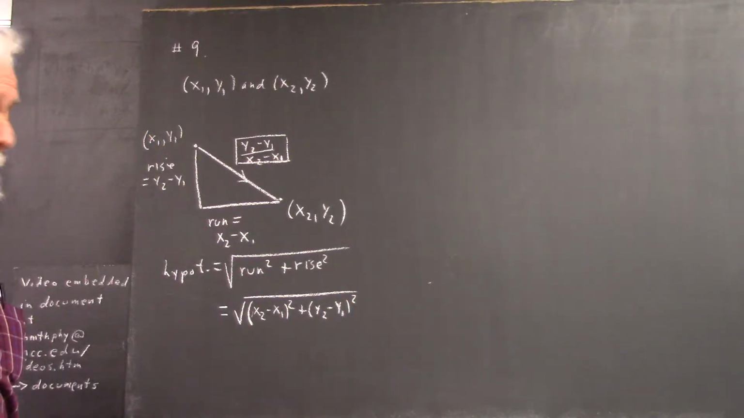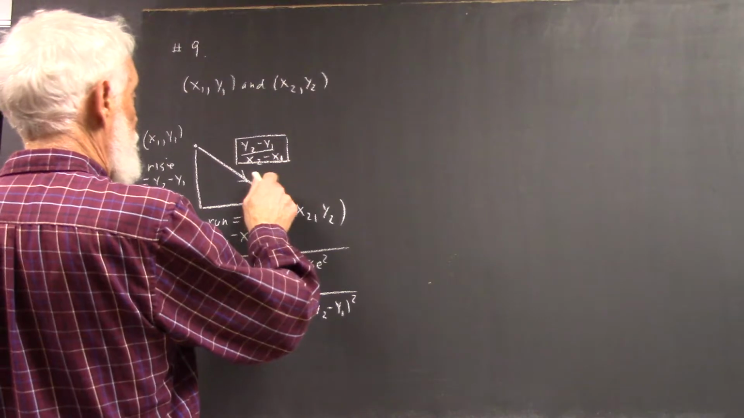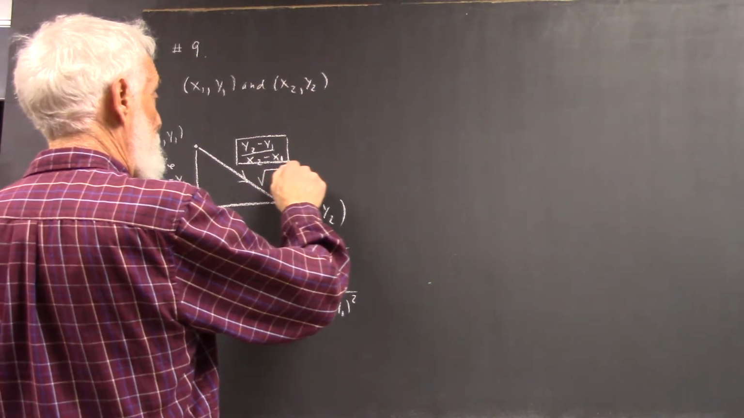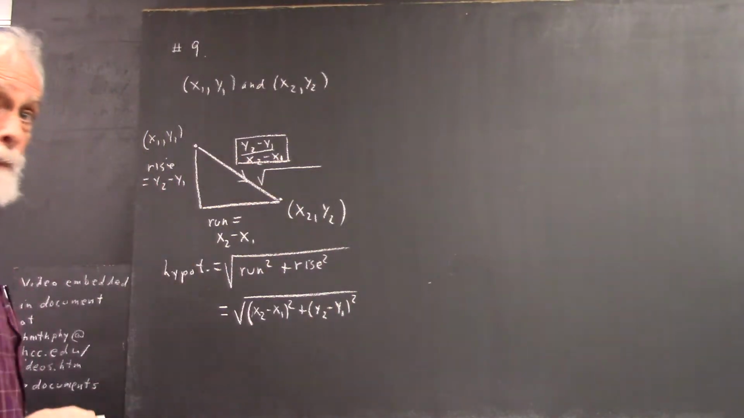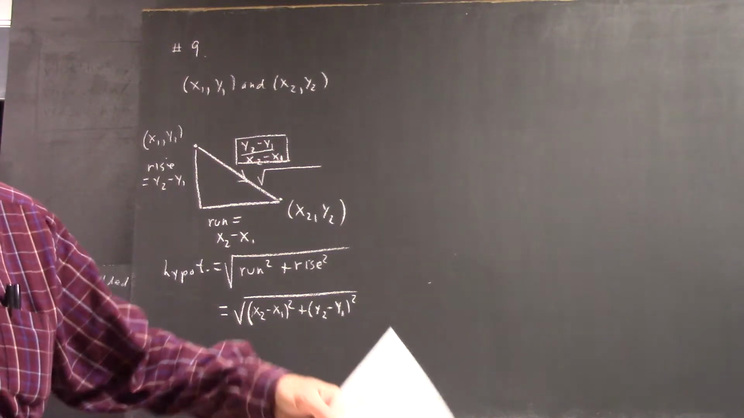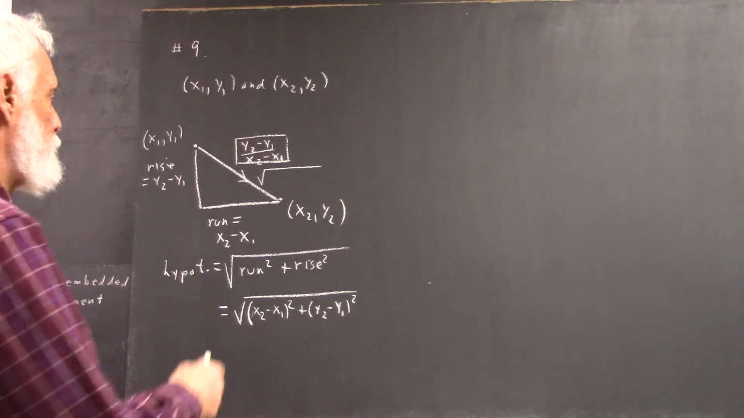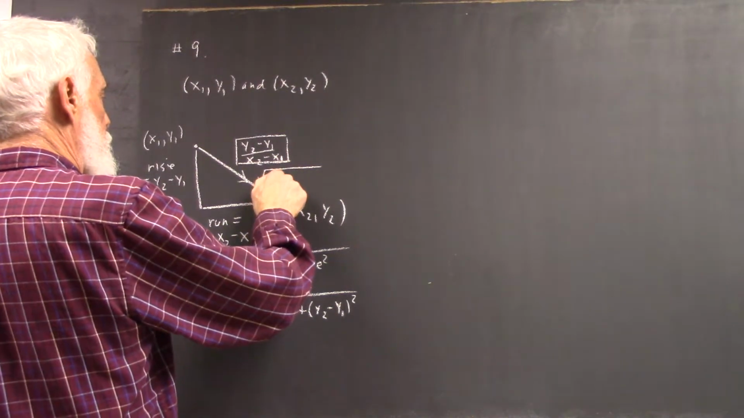Square root. So I'm going to write that here. I'm kind of double labeling the hypotenuse. It's got a length, and its slope is the slope that we're looking for. Anyhow.